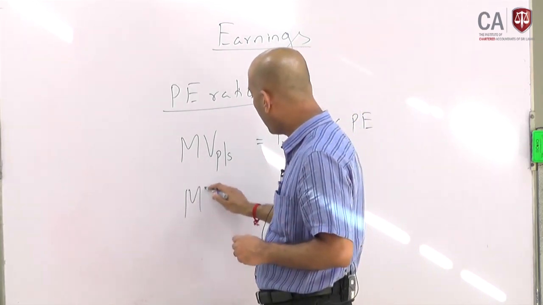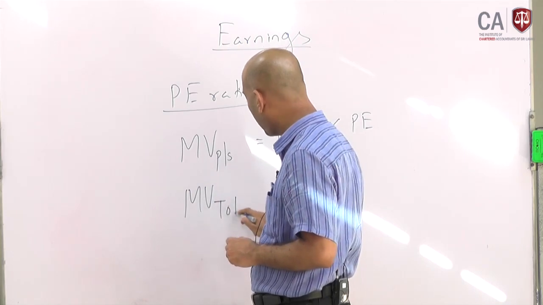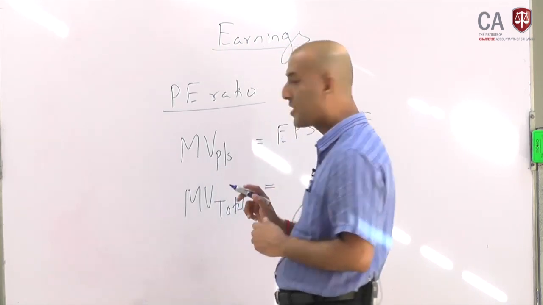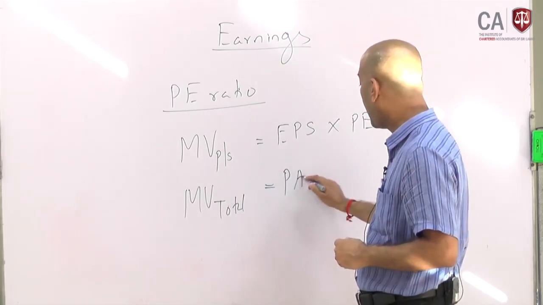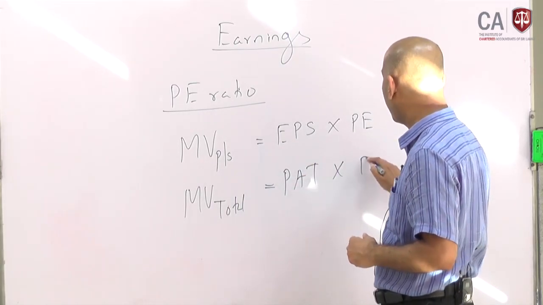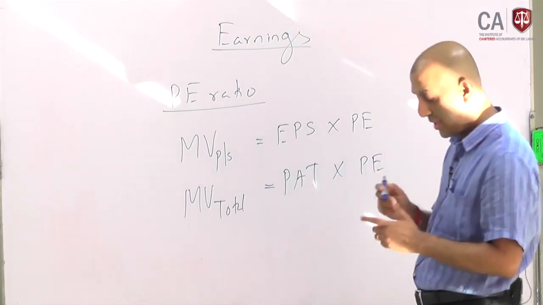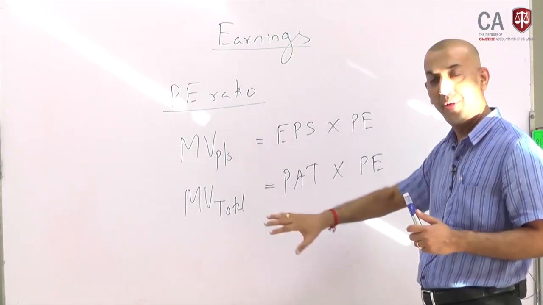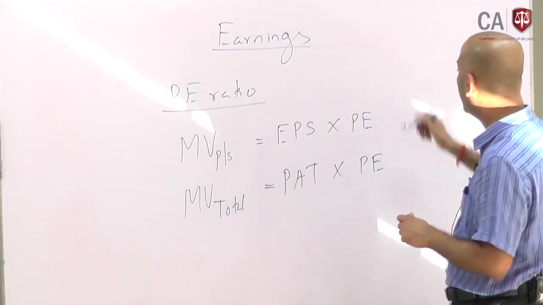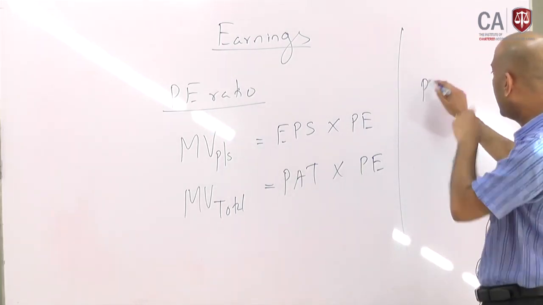It is the same thing if you are valuing the total market value of the entire company's shares. That is profit after tax multiplied by the same PE ratio. So this is the PE ratio method of valuation. So what is the PE ratio? First, the price earning ratio.